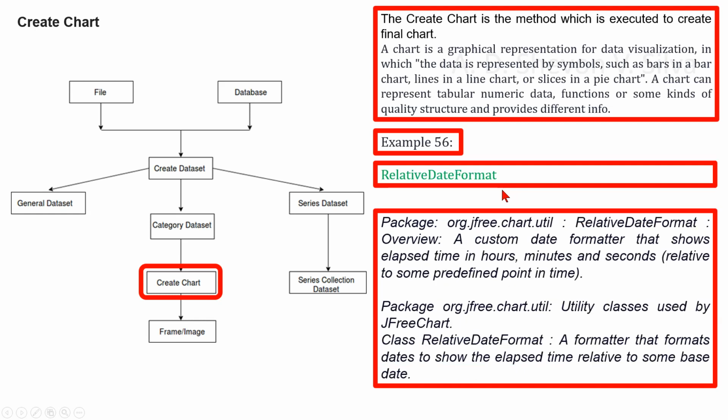Overview in RelativeDateFormat in package org.jfree.chart.util, a custom date formatter that shows elapsed time in hours, minutes and seconds relative to some predefined point in time. The package org.jfree.chart.util contains utility classes used by JFreeChart. The class RelativeDateFormat is a formatter that formats dates to show the elapsed time relative to some base date. You can use this formatter to format the labels on an axis that shows elapsed time. For example, RelativeDateFormatDemo1.java. This class was first introduced in JFreeChart 1.0.3.